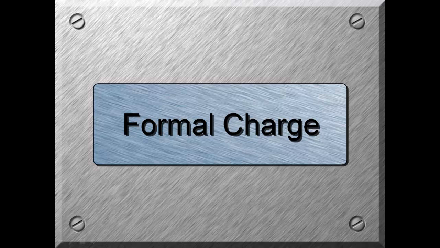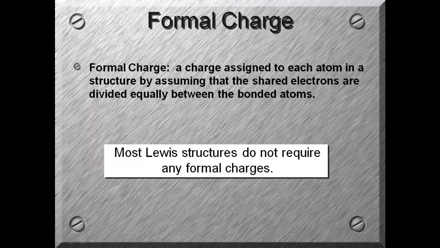In this lecture, we're going to talk about the formal charge on an atom in a molecule. A formal charge is the charge that will be assigned to each atom in a structure by assuming that the structure's electrons are divided equally between the bonded atoms. Most Lewis structures do not require any formal charges.